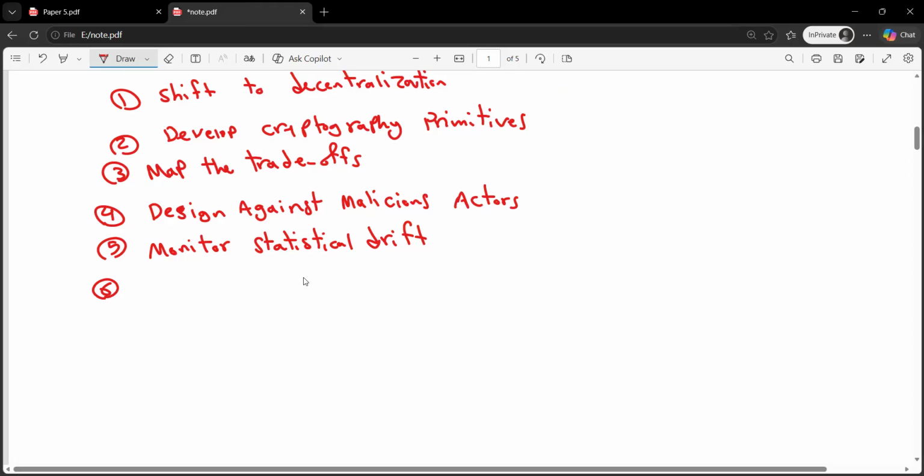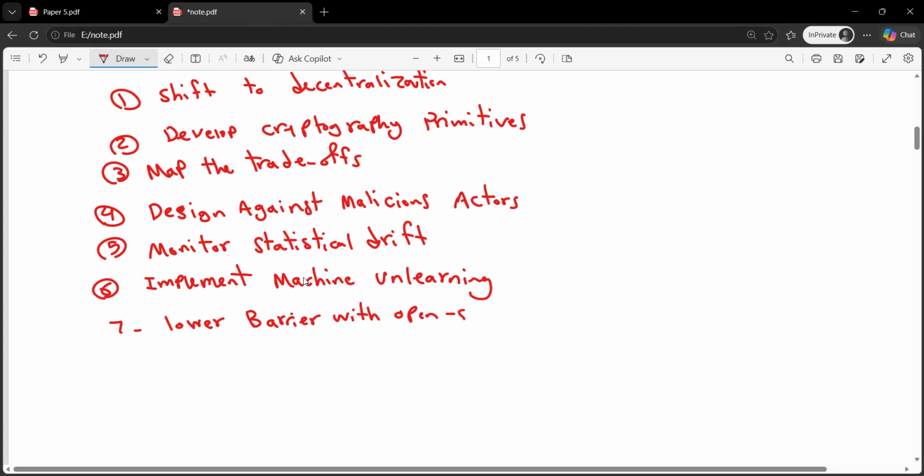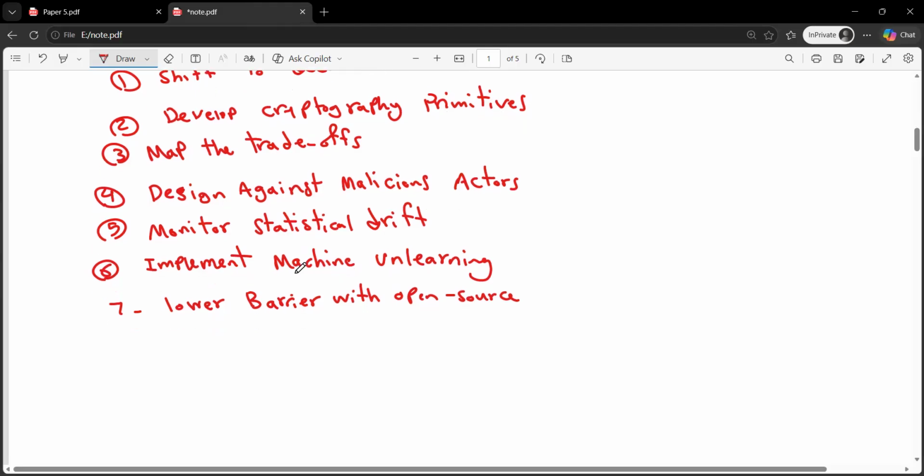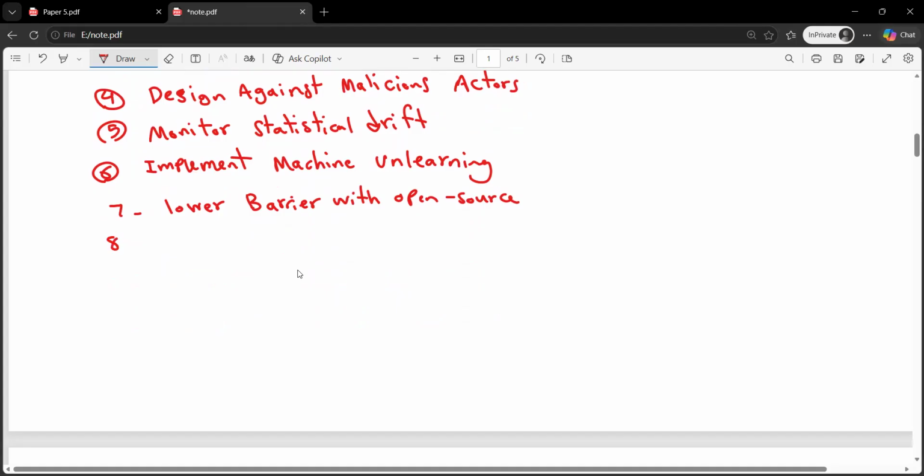So implement machine unlearning. Number seven is lower barrier with open source. So provide accessible, community vetted open source extensions to deep learning. Because of course, if they are vetted, you trust them better.